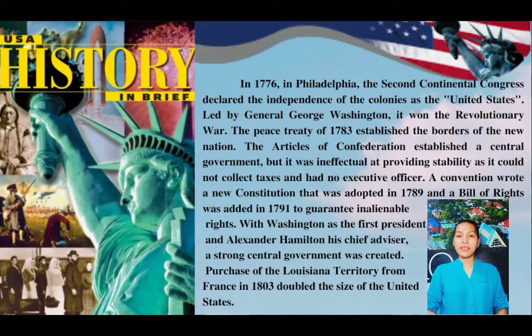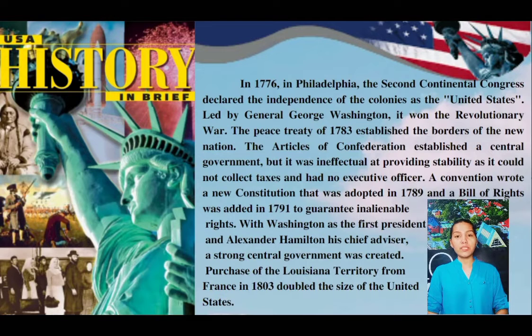In 1776, in Philadelphia, the Second Continental Congress declared the independence of the colonies as the United States. Led by General George Washington, it won the Revolutionary War. The Peace Treaty of 1783 established the borders of the new nation. The Articles of Confederation established a central government, but it was ineffectual at providing stability as it could not collect taxes and had no executive officer.